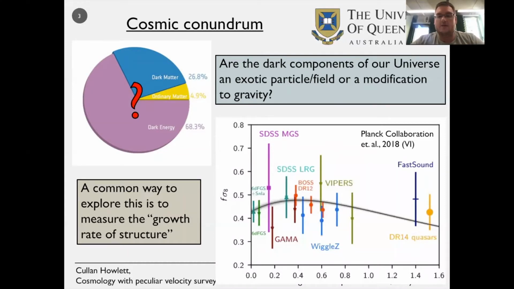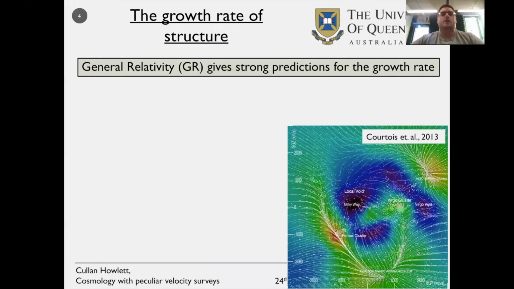Here I'm showing the results from the Planck 2018 papers, and you can see we've made a bunch of these measurements at a variety of different redshifts. So redshift is on the x-axis here, and in the gray band there, we're comparing them to the prediction from General Relativity. And the reason we can do this is General Relativity gives very strong predictions for the growth rates, as given by this equation on the right here.